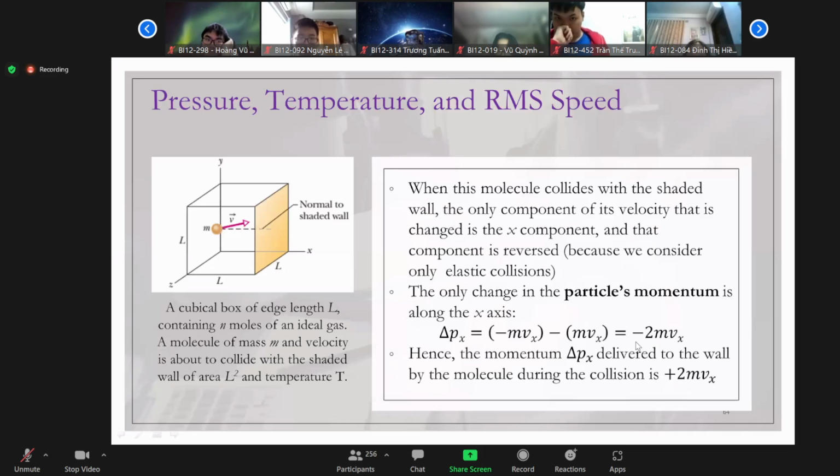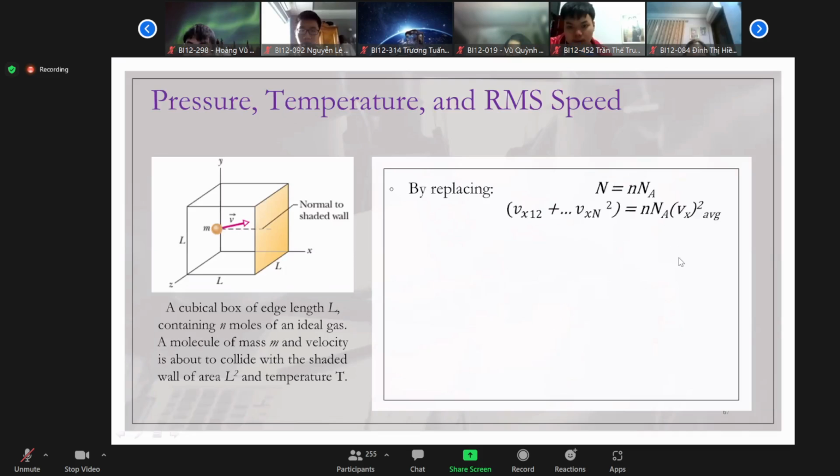And if we rewrite it, we replace the number n, the number of molecules, by Na, and also this by the average speed. We will define this average speed later on.